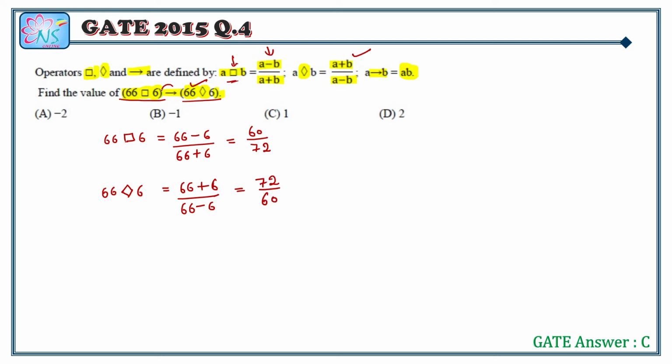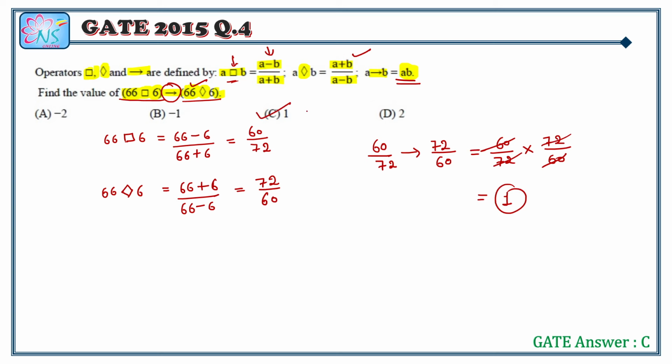After that, the arrow symbol means simple multiplication. So we apply this arrow operator, which means simple multiplication between these two values. These two values will cancel each other and what we will get is 1. So that means option C is our right answer. These types of questions are very easy. You just have to apply the operation defined for that operator.